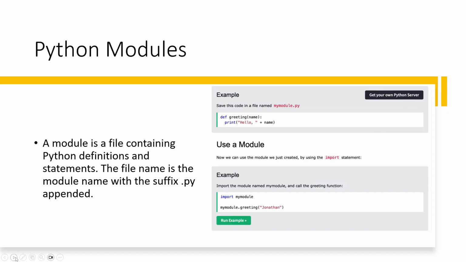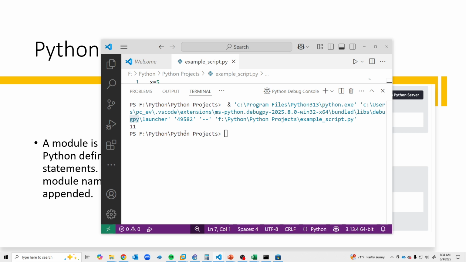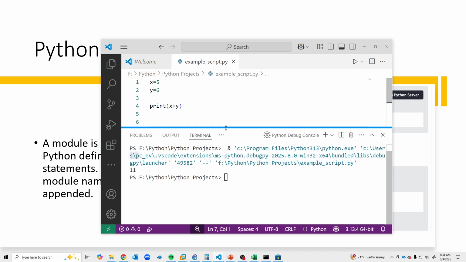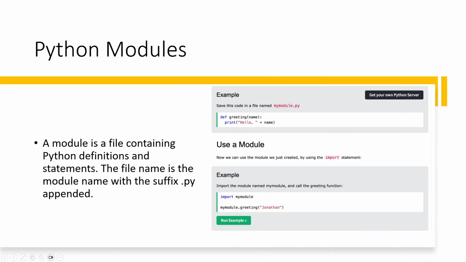Python has modules. A module is a file containing definitions and statements. A file name is the module name with the suffix .py. So technically this, what I called a program, is a module, example_script.py. Right here, there's my module. It's important to understand these terms because when you hear them in lecture, you kind of have to understand what I mean when I say a module versus some of these other terms.